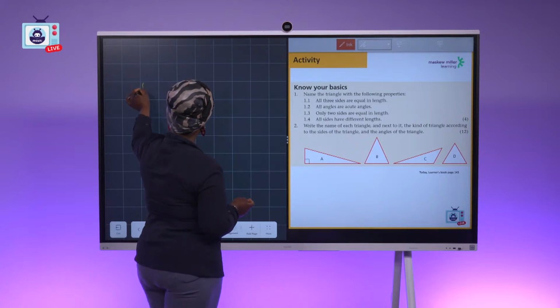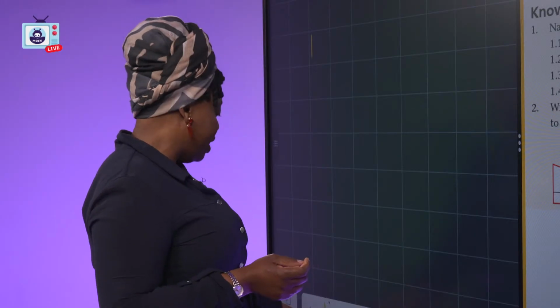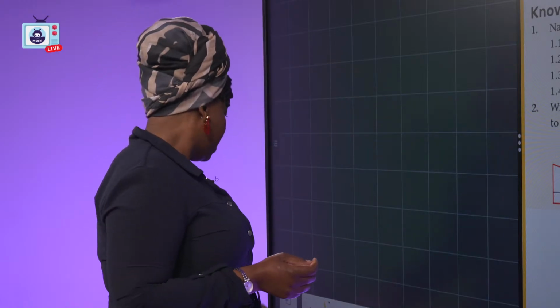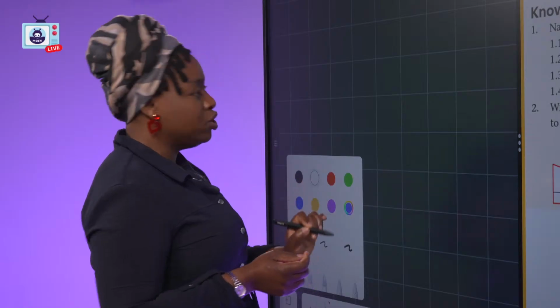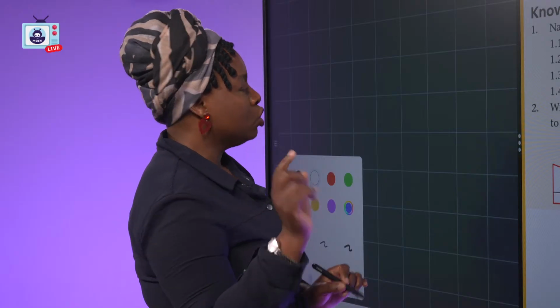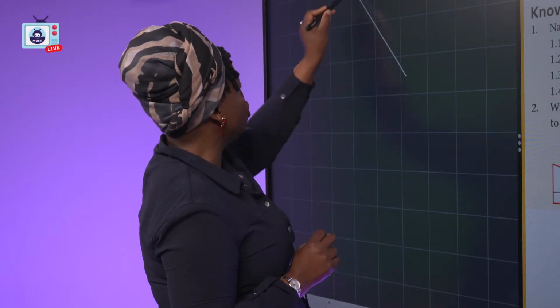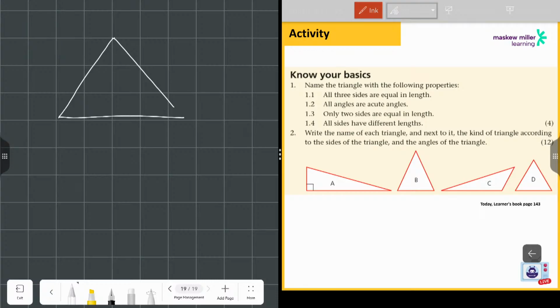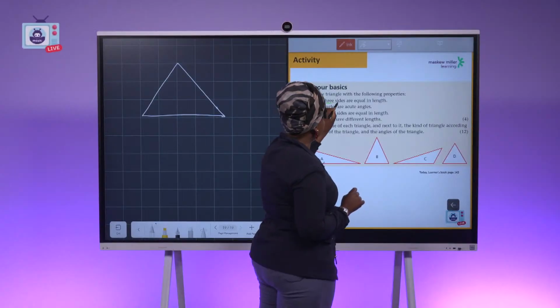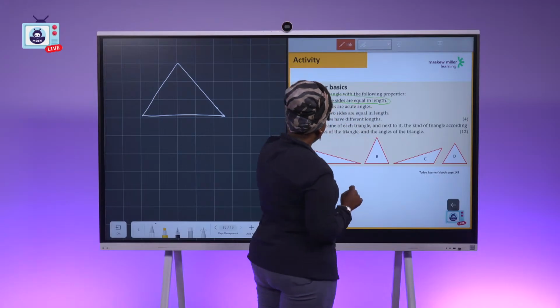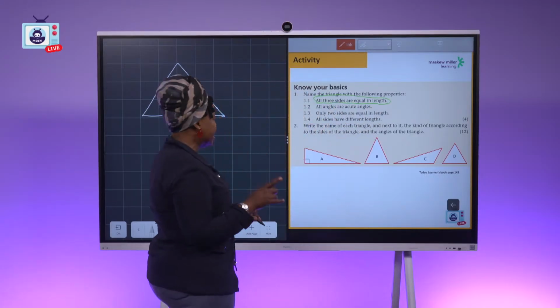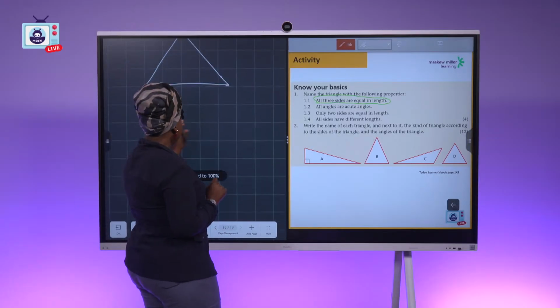The first one says they are looking for a triangle that will have all 3 sides equal in length. When that happens, you're just going to draw a triangle that will help you understand. Remember, I am not using a ruler, and you would have to use a ruler to measure and then be able to say which triangle, according to the properties, has all 3 sides equal in length.